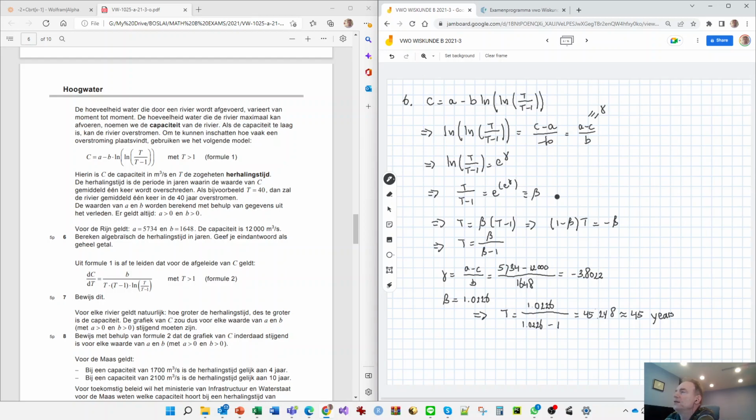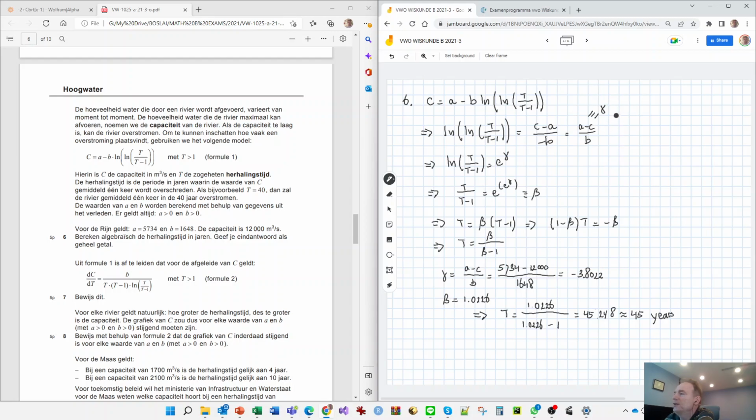And again, these we all know. Gamma is a known value from what's given here. But let's call that beta temporarily, because we still need to express this T into this number. And then you multiply both sides by T minus 1. Just do some manipulation and you find T is this beta divided by beta minus 1.